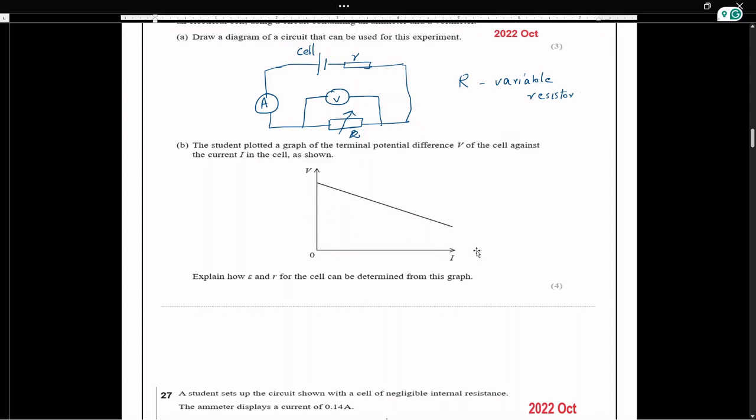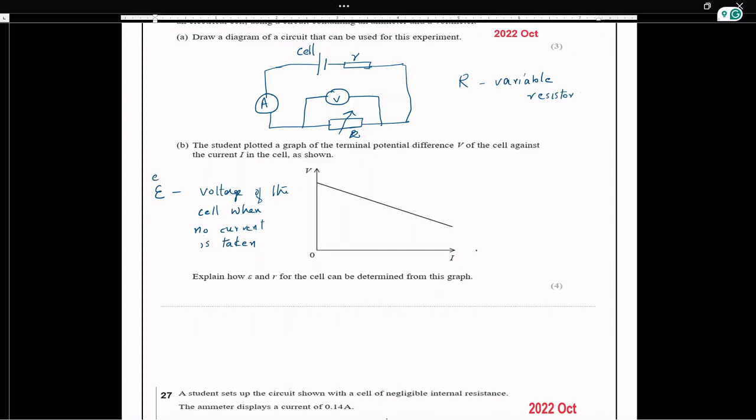See here, the definition of EMF of a cell is the voltage of the cell when no current is taken. E is the voltage of the cell when no current is taken. This is the meaning of EMF of the cell. EMF is the voltage of the cell when no current is taken. That means I equals 0.